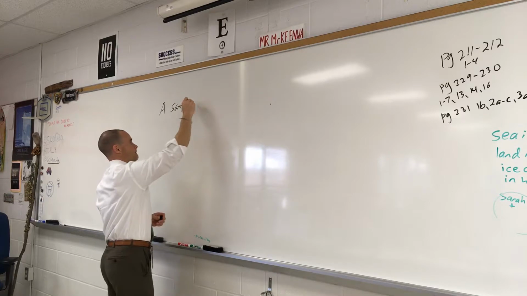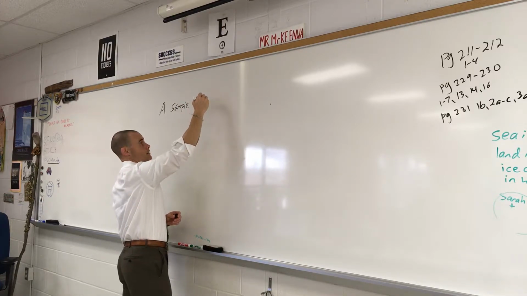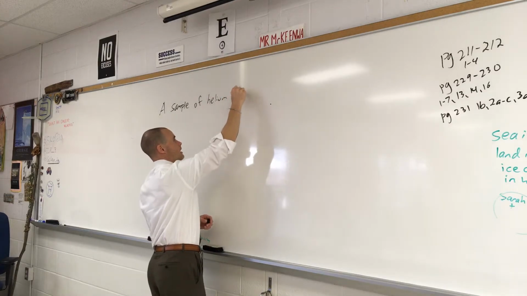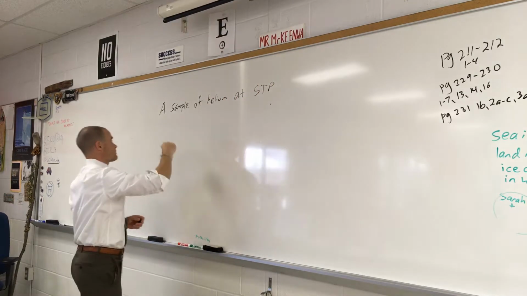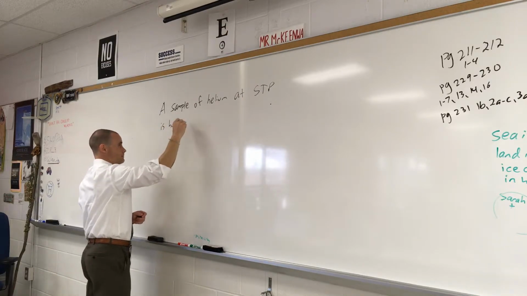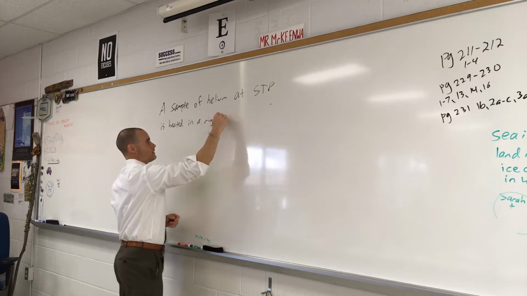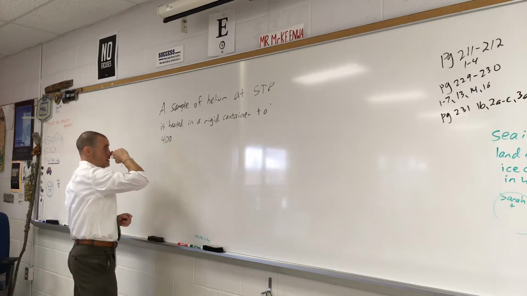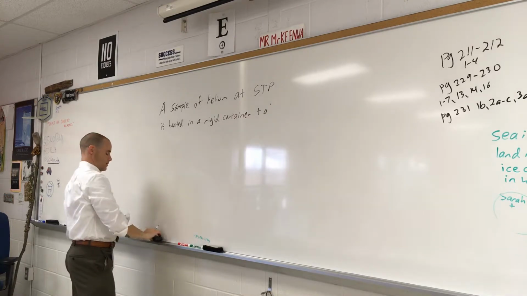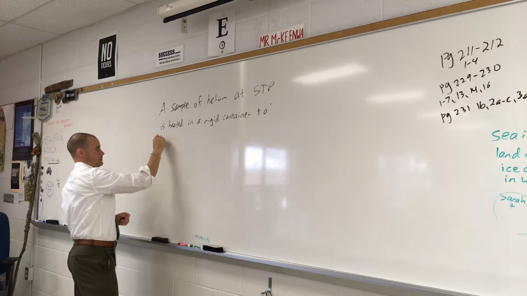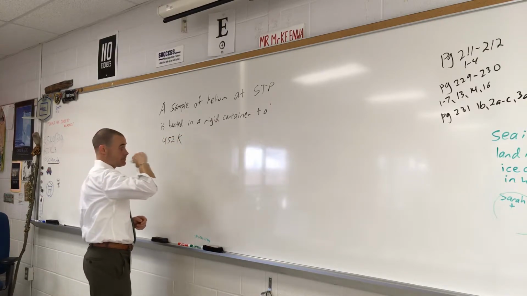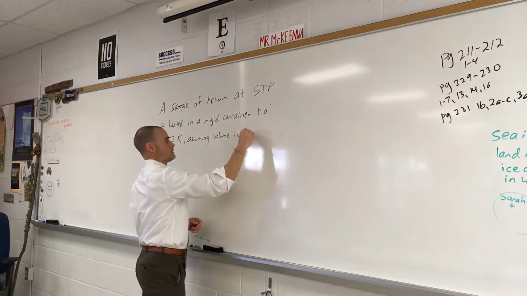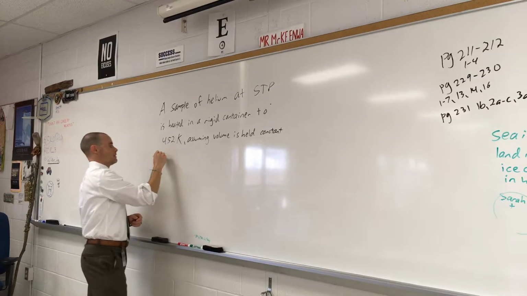A sample, take a guess. Anybody? What is it? Chlorine. Helium. Here's the first one. A sample of helium at STP is heated in a rigid container to 452 Kelvin. Assuming volume is held constant, calculate the new pressure.